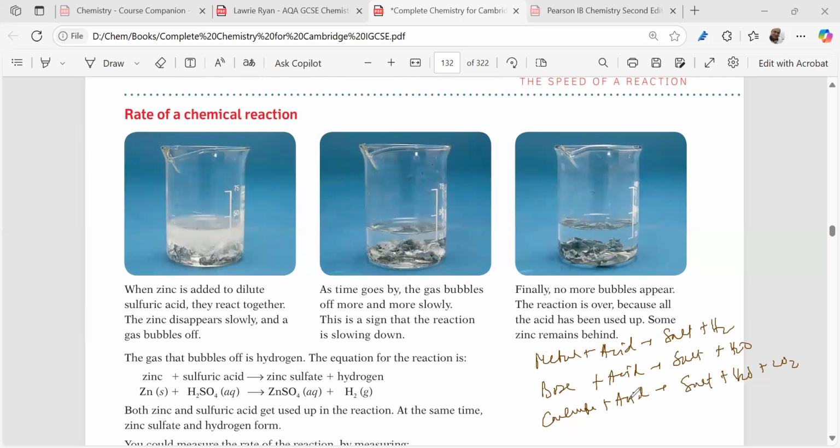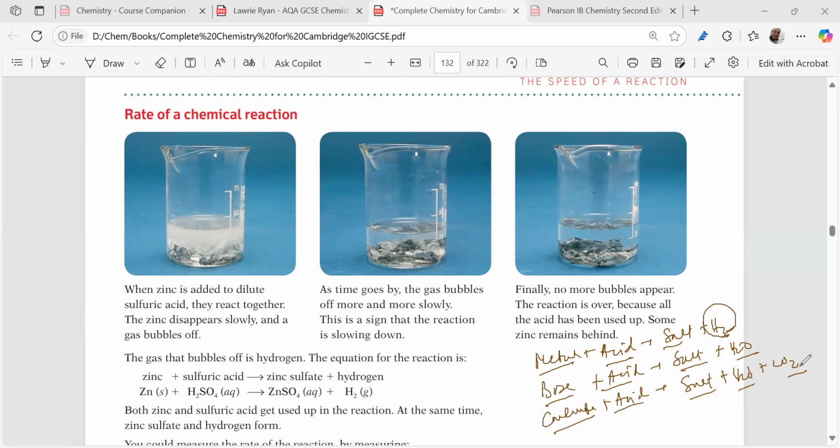Did you understand this part? If you see that when we utter the word rate, rate is the change happening per unit time. We have to know the three equations. Metal plus acid gives you salt and hydrogen. Base plus acid gives you salt and water, and carbonate plus acid gives you salt, water, and carbon dioxide, right? These three you have to master. Is it clear to you? Did you understand this part?